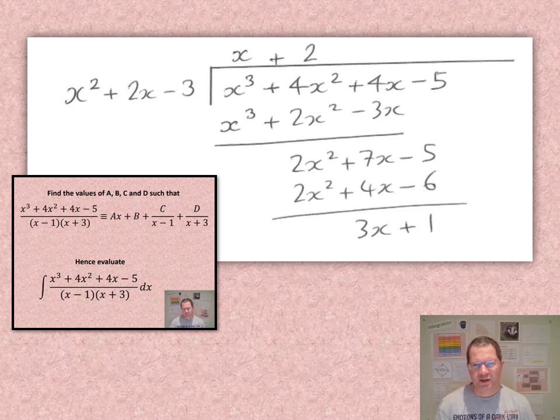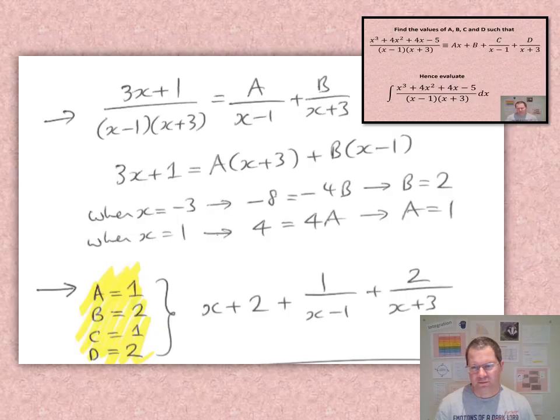And then we subtract: 4x squared take away 2x squared is 2x squared. 4x take away minus 3x is 7x. And then we bring down the minus 5. X squared goes into 2x squared twice. We times the quadratic by 2. We get 2x squared plus 4x minus 6. 7x take 4x is 3x. Negative 5 take away negative 6 is plus 1. So the values of a and b from the original question are 1 and 2.